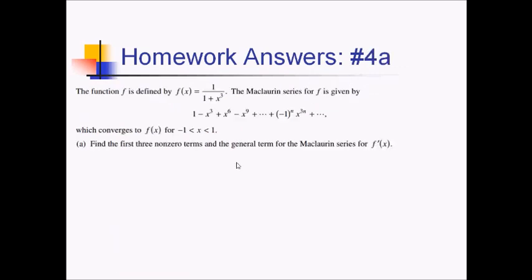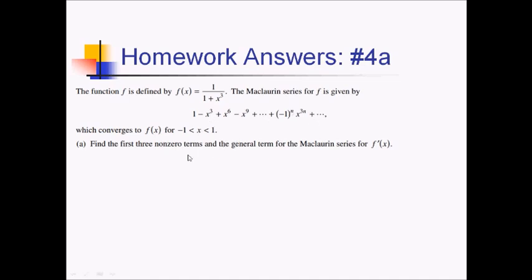For this free response, no calculator free response, we're given this f of x function, 1 over 1 plus x cubed, and they even gave us the Maclaurin series for it, which was nice, but we could have generated it ourselves. I mean, we have the first term, and then we're just multiplying by negative x cubed each time because this is really a geometric series. Anywho, we want to find the first three non-zero terms and the general term for f prime for the Maclaurin series. Okay, so we're just going to take this series they gave us and take all the derivatives.